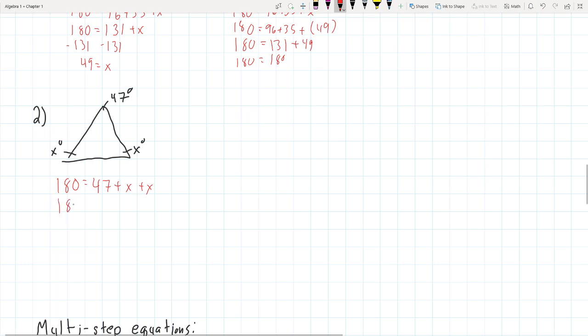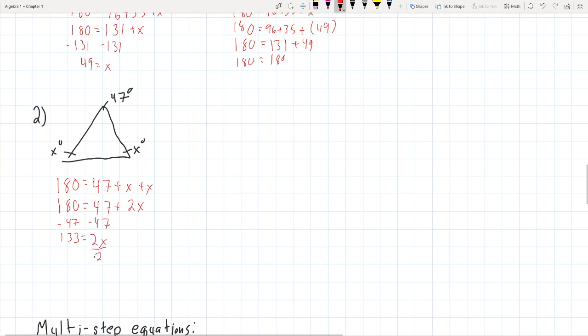It would turn into 47 plus 2x. And that's what this number kind of says. There's two of these. There's two x's in this equation. And so now I can solve. I'm going to subtract 47 from both sides, and I'm left with 133. And that equals 2x.